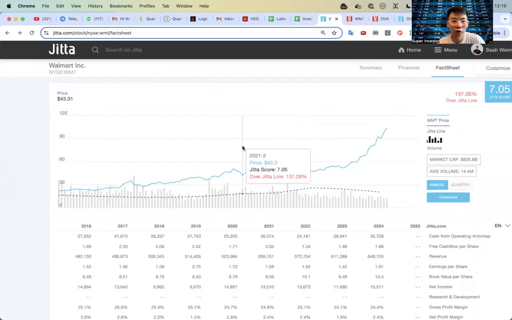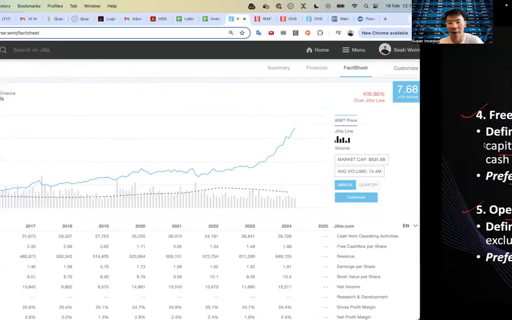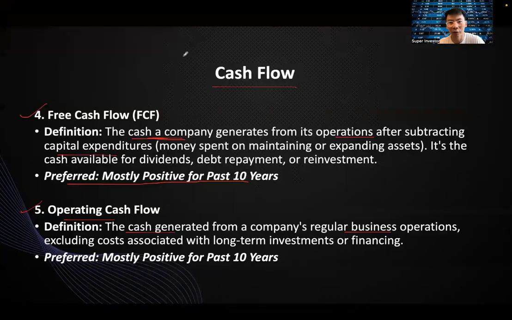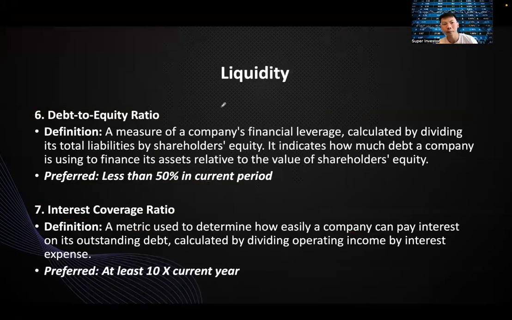So this is a contrast, Walmart versus, let's say, another company. This is cash flow, and it's important for companies to make money and have cash as well. Now, third one, liquidity. We do not want a company that borrows too much money. Two metrics to check liquidity, or whether they are borrowing too much money. The first one is debt to equity ratio.